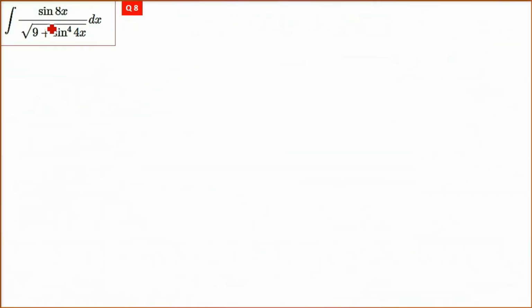Now in this question, sin 8x. How are we going to get this sin 8x? We can get it from sin 4x because sin 2 theta is 2 sin theta cos theta. So sin 8x will be 2 sin 4x cos 4x. So for getting this, we will have to put sin square 4x equals t.